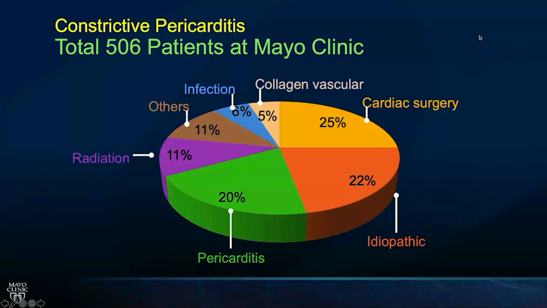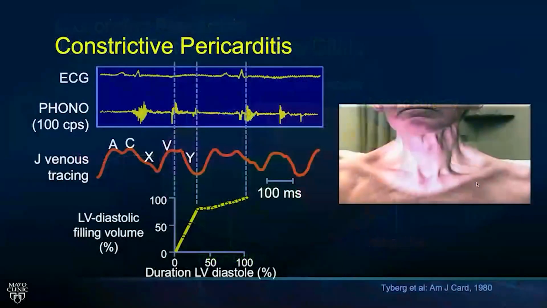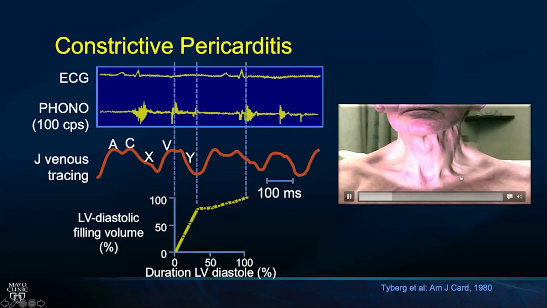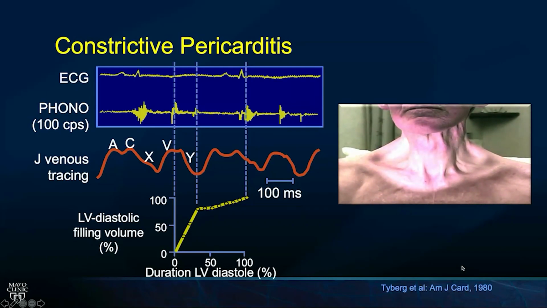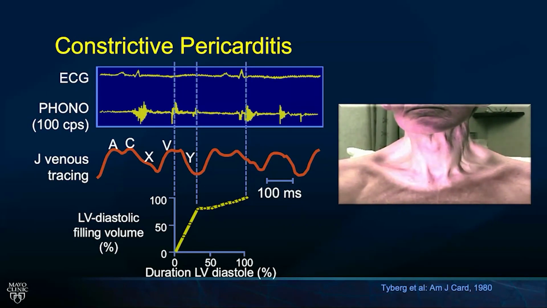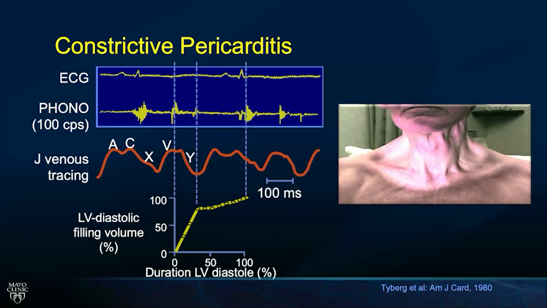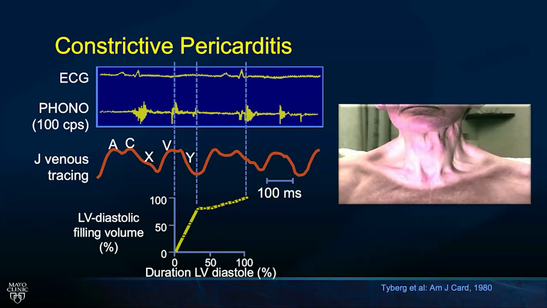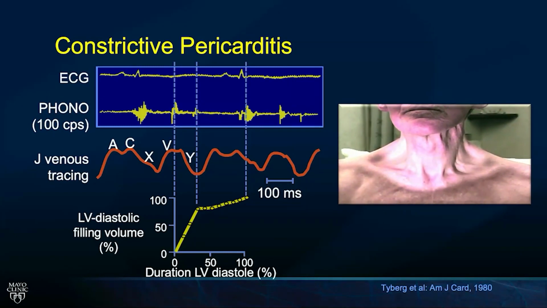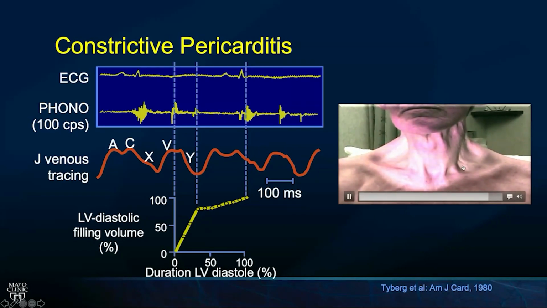In our experience at Mayo Clinic, most of the patients either have had a prior cardiac operation or chest operation, are totally idiopathic, or have had a prior history of pericarditis episodes, with a mixture of other things. These are the neck veins of a patient who has constrictive pericarditis. You can see this person's sitting up, so super high JVP, but now also the collapsing neck veins. You can see how rapid those X and Y descents are there. Pretty classic findings of constrictive pericarditis.